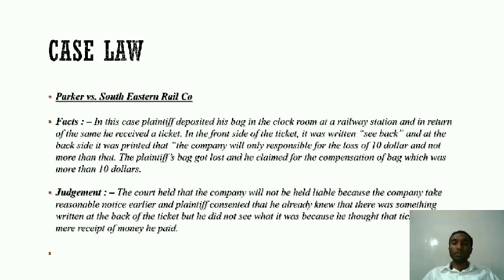The plaintiff's bag got lost and he claimed compensation for the bag, which was worth more than $10. The court held that the company will not be held liable because the company had taken reasonable notice earlier, and the plaintiff had consented, since he already knew that there was something written on the back of the ticket and did not read it. That was his mistake, because he thought the ticket was a mere receipt for the money paid.